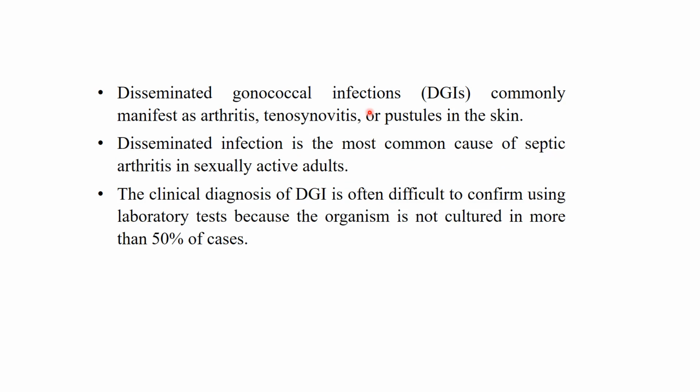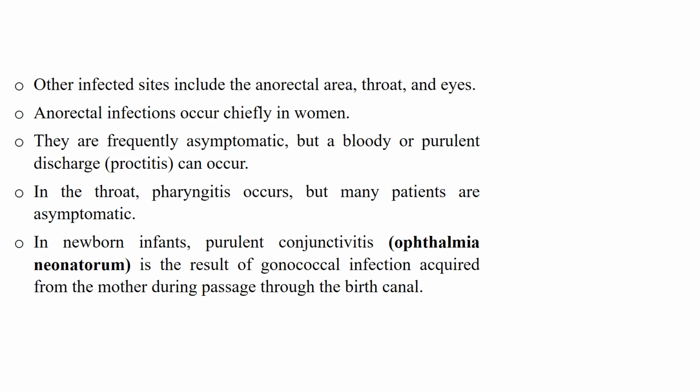Disseminated gonococcal infection commonly manifests as arthritis, tenosynovitis, or pustules in the skin. Disseminated infection is the most common cause of septic arthritis in sexually active adults. The clinical diagnosis of disseminated gonococcal infection is often difficult to confirm using laboratory tests because the organism is not cultured in more than 50% of cases. That's why it is difficult to diagnose.